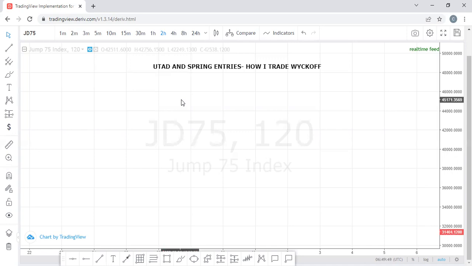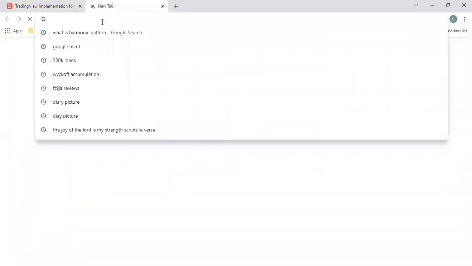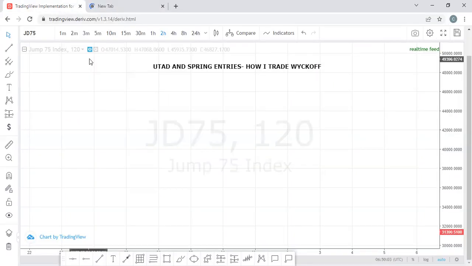Right. So let's go to this video. I wouldn't make this so long. I just want to explain how I make UTAD and spring entries using Wyckoff schematics, right? Wyckoff schematics.